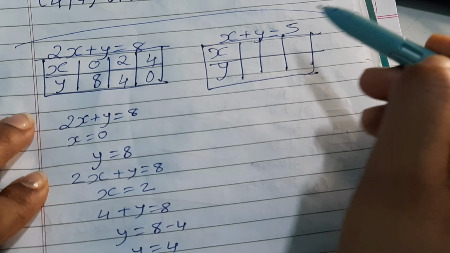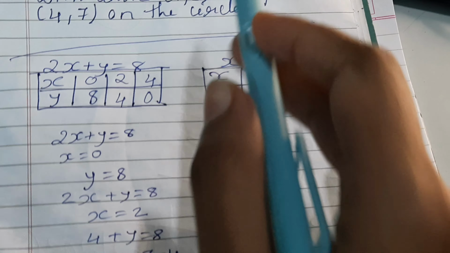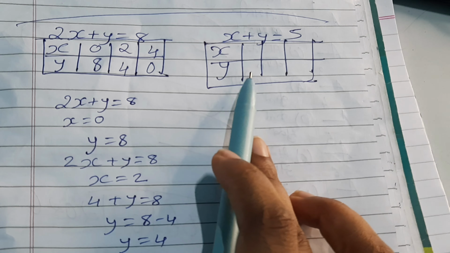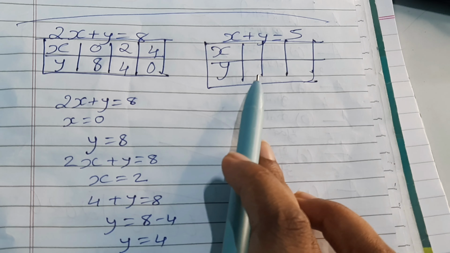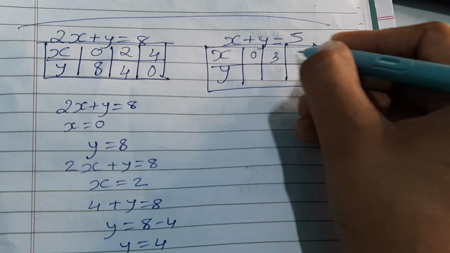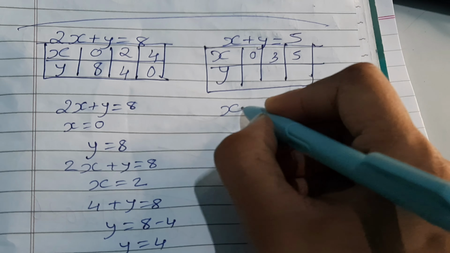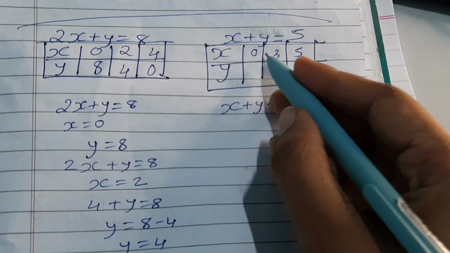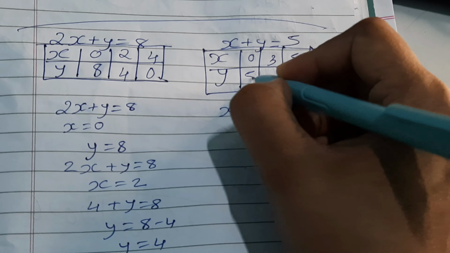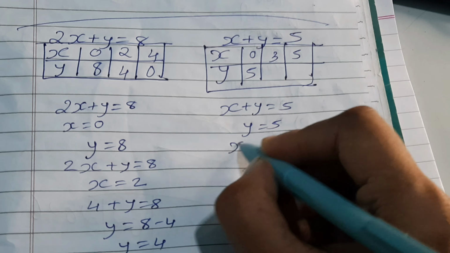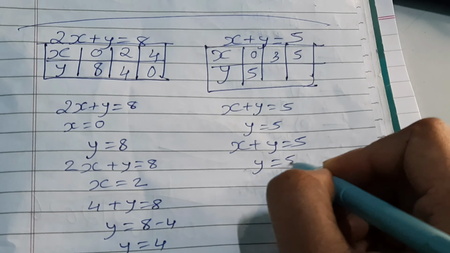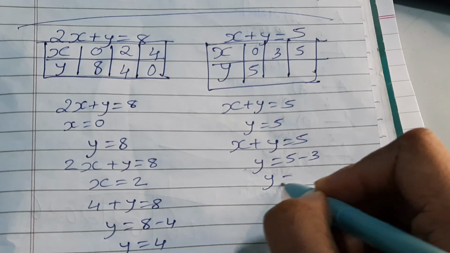So copy till here, okay? Don't copy what is above, that is something different. So for x value here you all can take 0, 3, 5. I will take 0, 3, 5. So here x plus y is equal to 5. If I take x value to be 0, y will be equal to 5, right? Next, if I take x value to be 3, y is equal to 5 minus 3, so y is equal to 2 you will get, right?